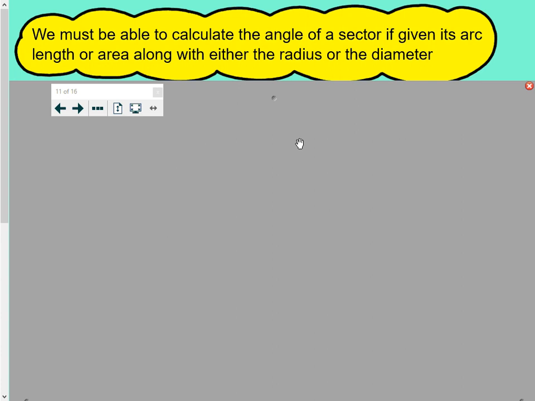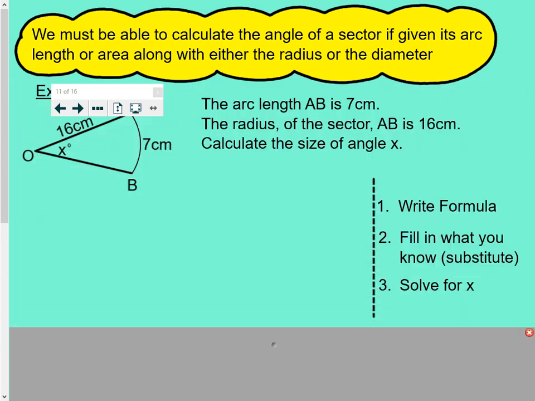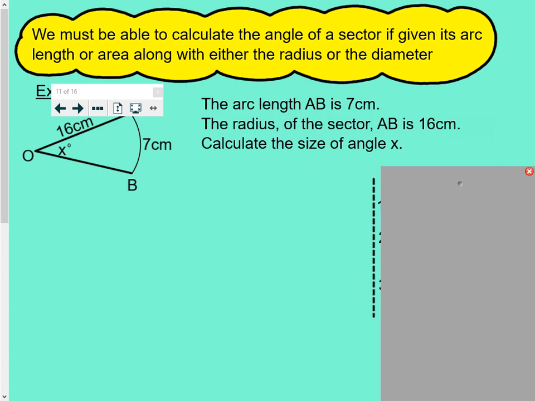So this time we've done arc length, we've done sector area, and now we're going to do a couple of backwards working questions. So what they're going to do here is they're going to give us the arc length, or the area of the sector along with the radius or the diameter, and they're going to ask what must the angle at the center be. So we're going to jump straight into it, and I'll cover up the steps.